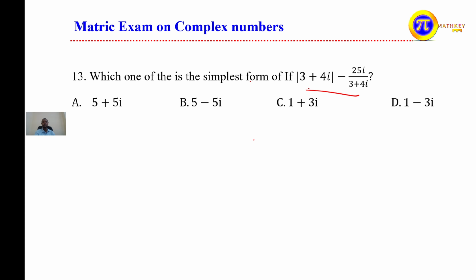Which one of the following is the simplest form of this one? We know that this is the modulus of 3 plus 4i, minus 25i over 3 plus 4i. We know that modulus means, if you have x plus yi, the magnitude of this one, that means the square root of x squared plus y squared. So the modulus of 3 plus 4i is the square root of 3 squared plus 4 squared.